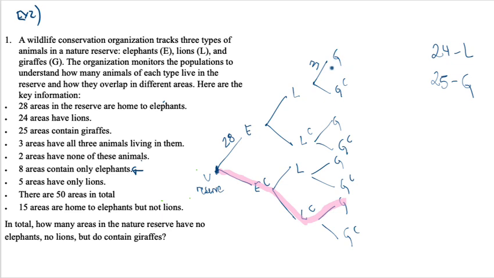Now, 2 areas have none of these animals, meaning that area has no elephant, no lion, no giraffe. 2 areas, okay?